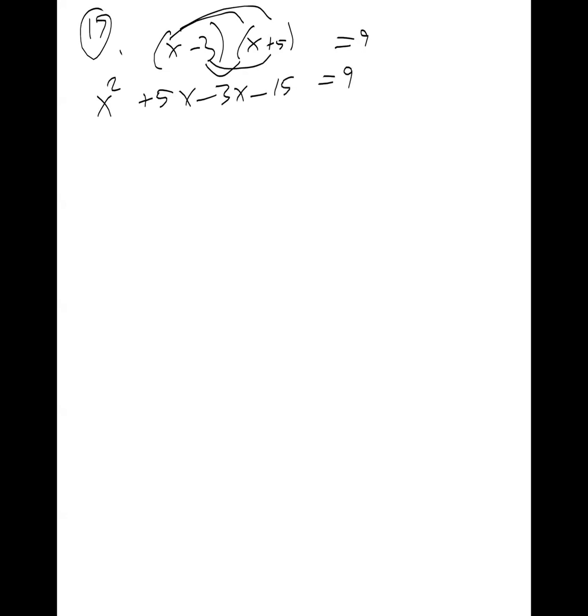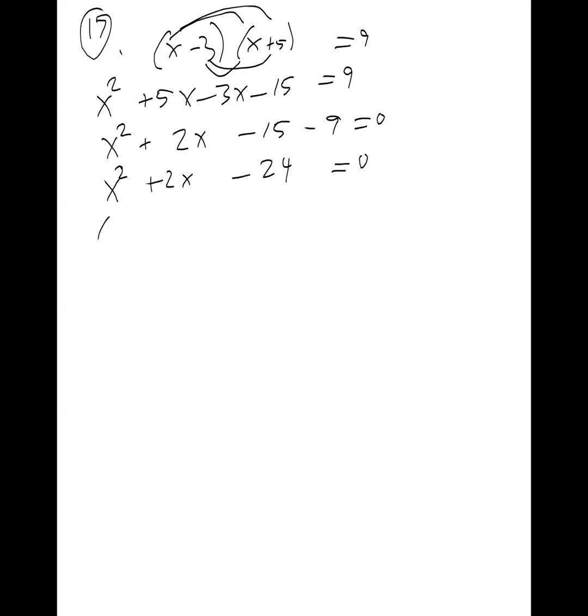Equals 9. And now you add those like terms together. 5x minus 3x is 2x. You get x squared plus 2x minus 15, and then move the 9 over, so you get minus 9 equals 0. Combine the minus 15 and the minus 9 together. Then you get negative 24.